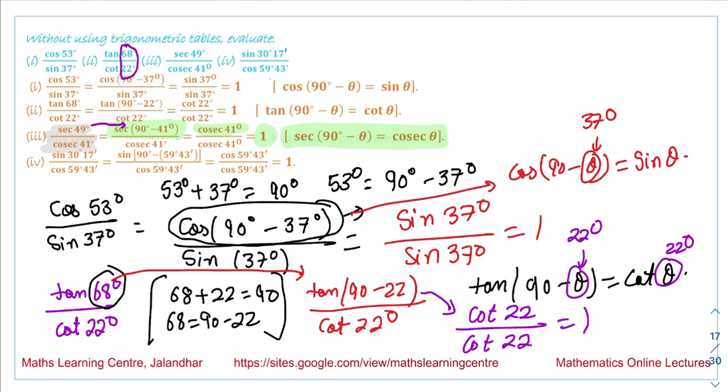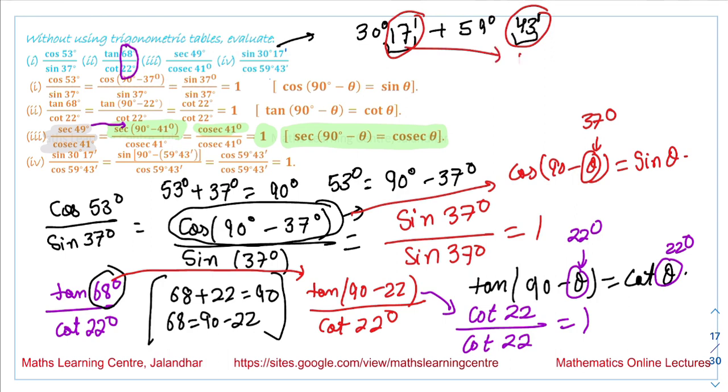And similarly in this last case, the angle given to us is 30 degrees 17 minutes plus 59 degrees 43 minutes. When we add the 17 minutes and 43 minutes, this will be equal to 60 minutes, and that is equal to 1 degree.